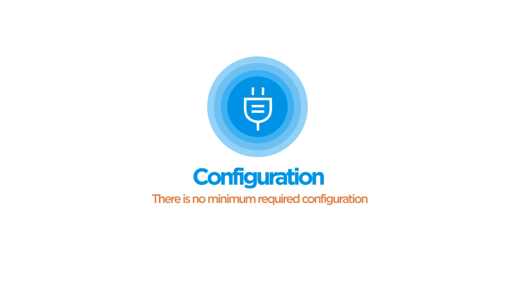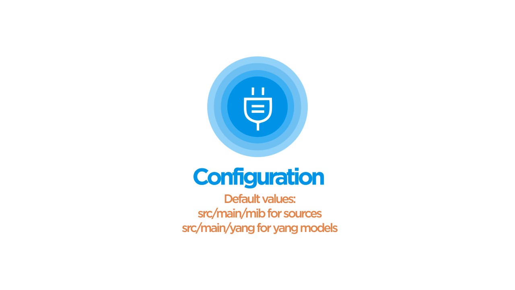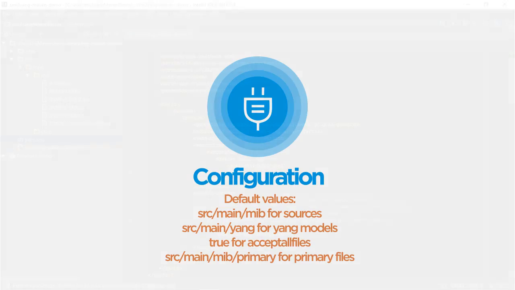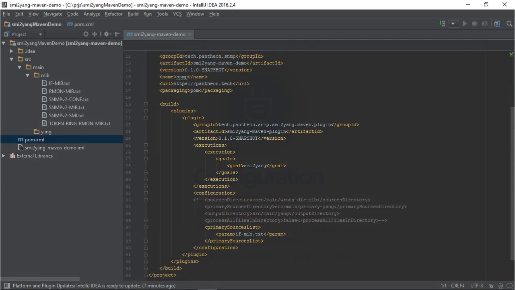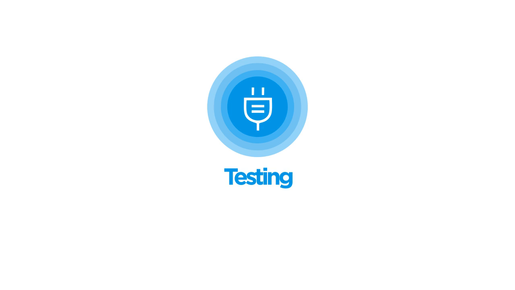There is no minimum required configuration. Default values for parameters are src/main/mib for sources, src/main/yang for YANG models, true for accept all files, and src/main/mib/primary for primary files. If these directories exist and contain valid files, then it's sufficient for our plugin. In our case, we use all defaults except the list specifying primary MIBs, which is IF-MIB. That's for plugin configuration. Let's test our plugin.